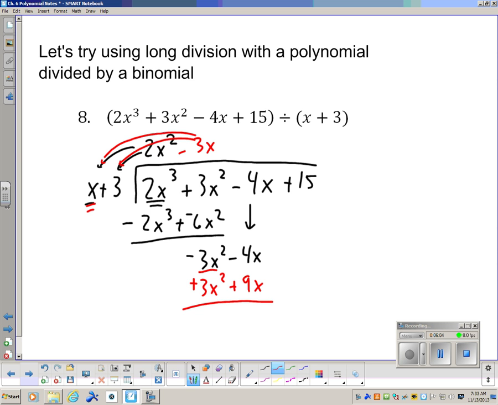Distribute, make that minus minus, which becomes plus plus. Change the signs. Add them together. 3x squared terms go away. We get 5x. Bring down my last term here, which is plus 15.